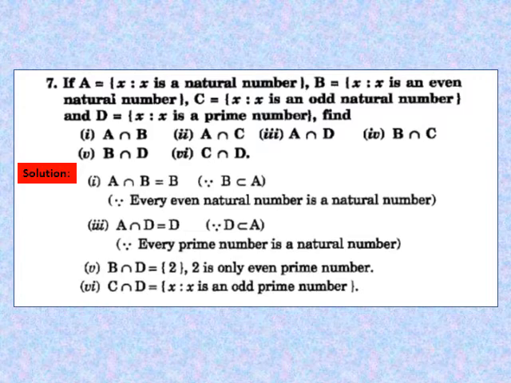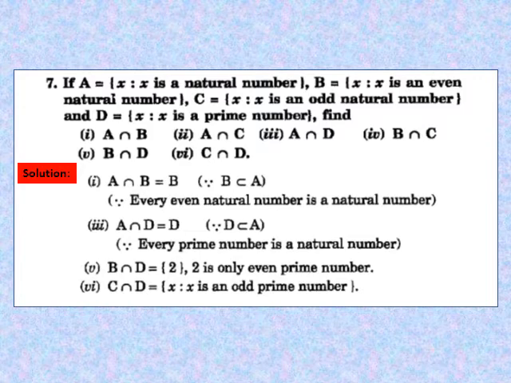A intersection B is equal to what? B. Why? Because B is a subset of A. B is what? x is an even natural number and A is the natural numbers. So all the elements of B are in A. So the common will be what? The elements of B. Clear? So A intersection B is equal to B.